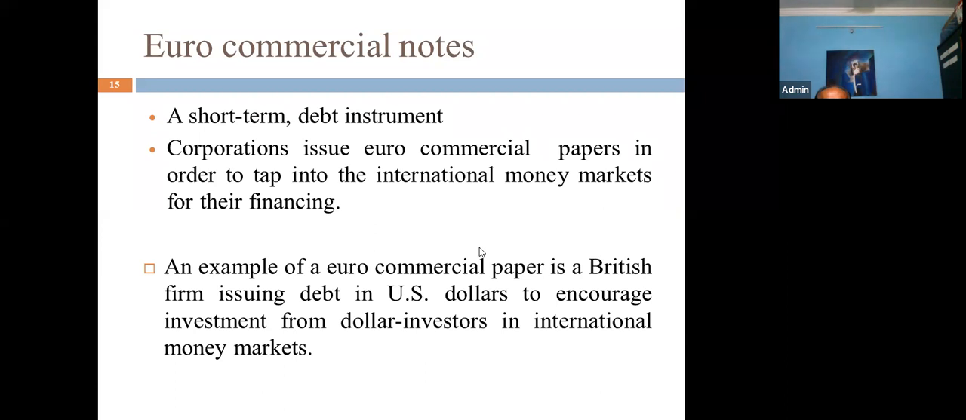Britain's currency is pound. But here in the example, this British firm is issuing debt in US dollars to encourage investment from dollar investors in the international money market. They are issuing in US dollars just to encourage dollar investors. Then this British company will convert into pounds and utilize that money. So this is a sort of encouragement. This was about Euro commercial notes.